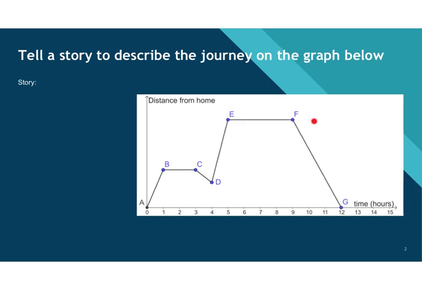From E to F, this is the time she spent at her friend's house, which would be 4.5 hours. To get from point F to G, this would be the time that it took for her to leave her friend's house and get back to her house, which took 2.5 hours. Now we're going to write this down.